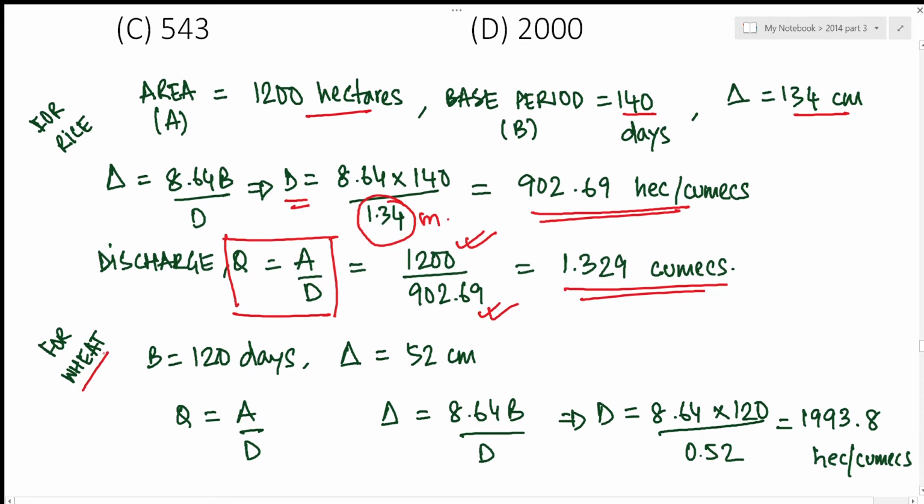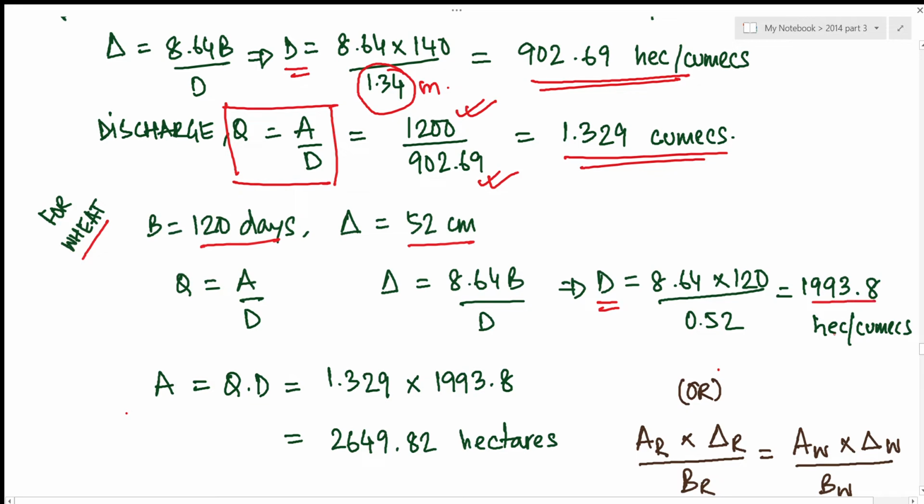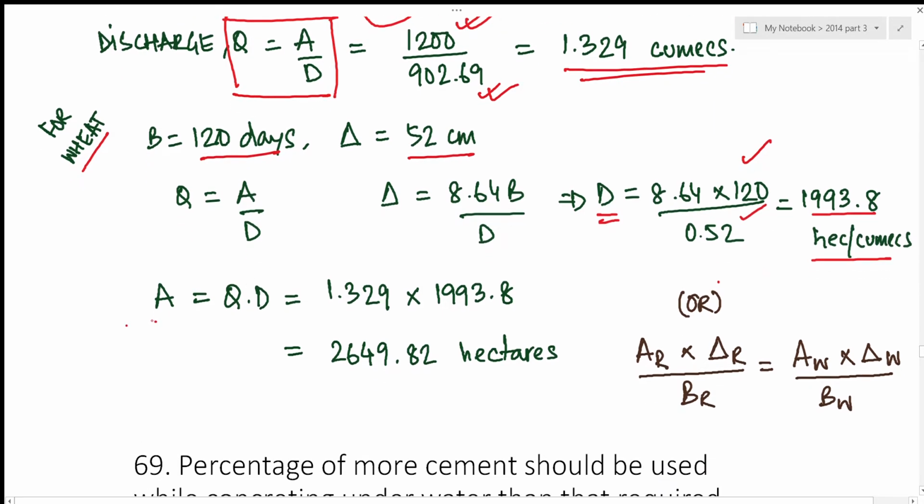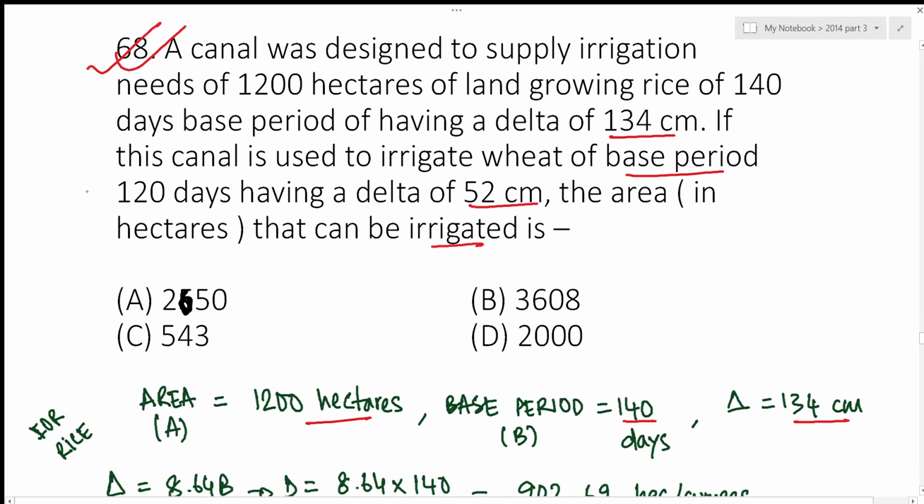Also for wheat the base period is given as 120 days and delta is 52 centimeter. You need to find the duty again. So the duty comes out to be 1993.8 hectare per cumec, just replacing the values of B and delta in meters. Here you can find out the area by multiplying the discharge times the duty. You have already found the discharge as 1.329 cumec, times 1993.8, which is the duty. So the answer should be 2649.82 hectares, and the nearest option is A.